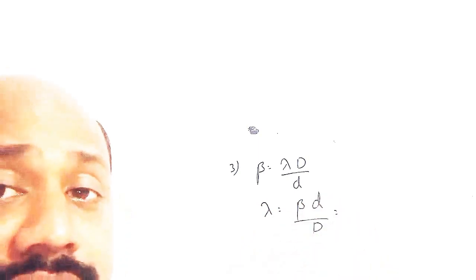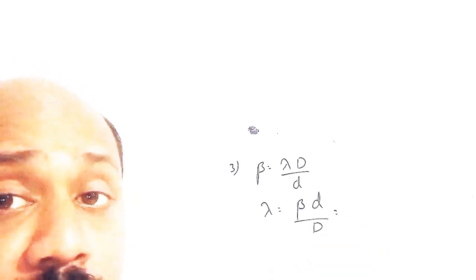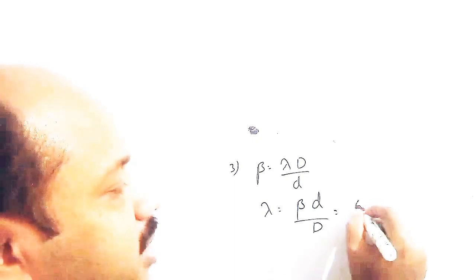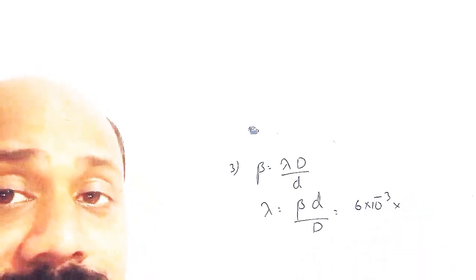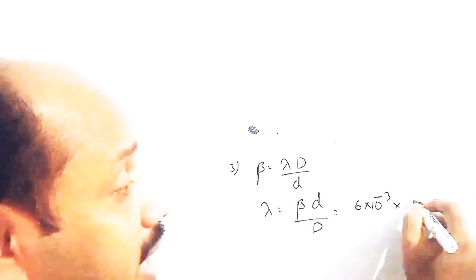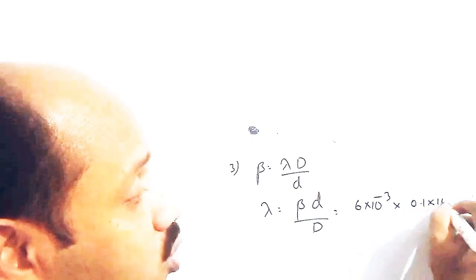Now the screen distance is 1.2 meter, and the fringe width is 6 millimeter, that is 6 into 10 raised to minus 3. Small d, the distance between two coherent sources, is 0.1 millimeter, that is 0.1 into 10 raised to minus 3. This small d is the distance between the sources.